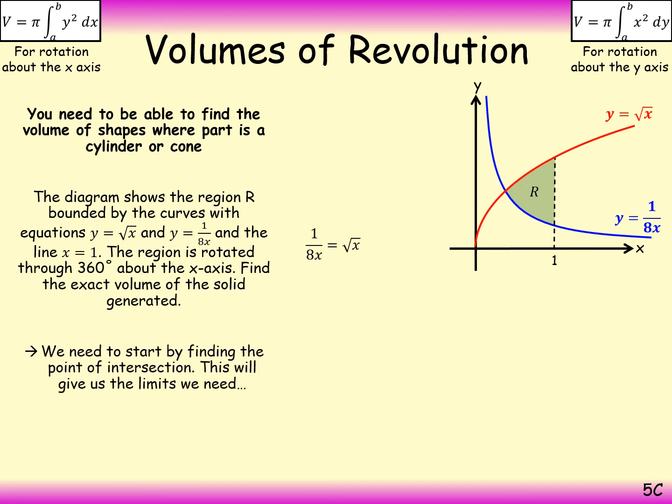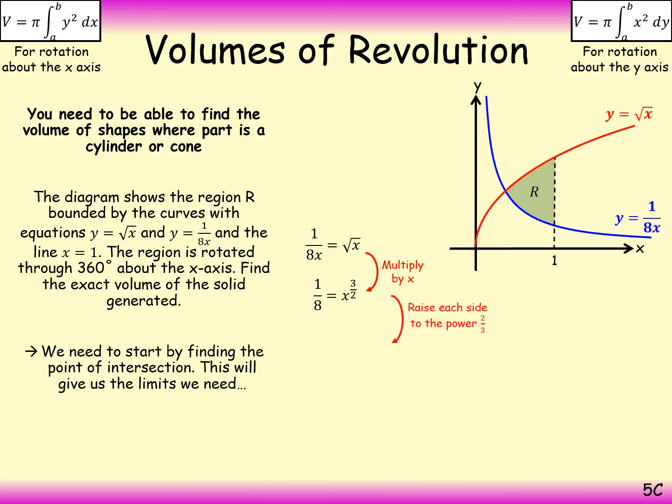So here we can see it's quite an interesting graph. We've got a square root of x graph, and we've got 1 over 8x, a reciprocal graph. And it makes an interesting area here. So the first thing we want to do is find where they intersect.